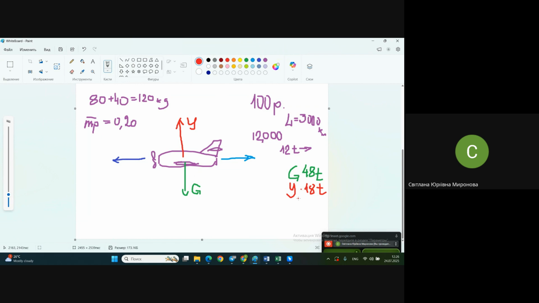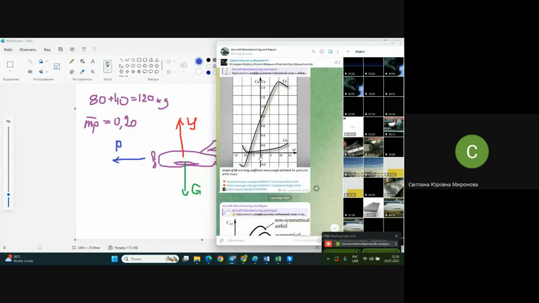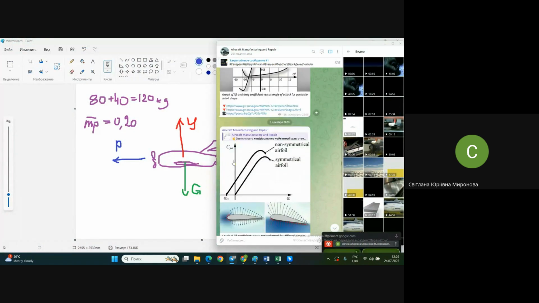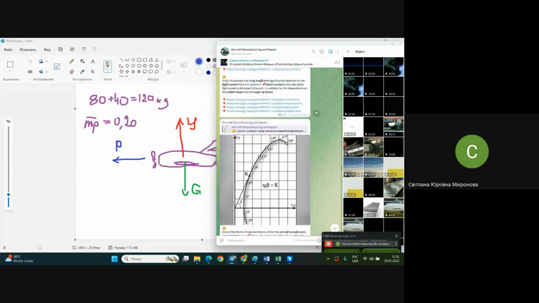Question is, how to choose an engine? How much thrust do we need in order to move this thing through the air in horizontal flight? And approximately we need to understand what sort of engine we need. Why do I start explaining this very weird story? Because of these diagrams. These diagrams should help us.